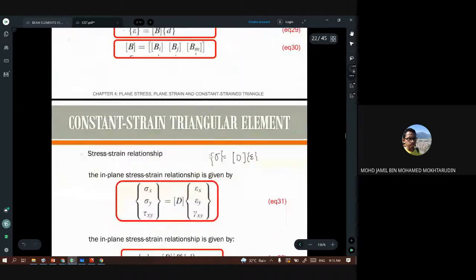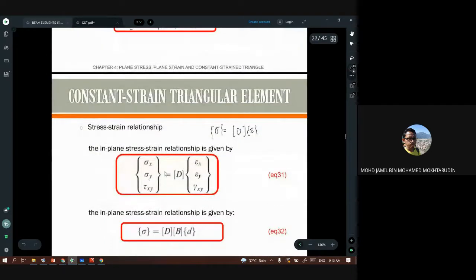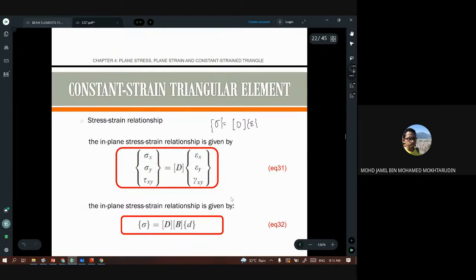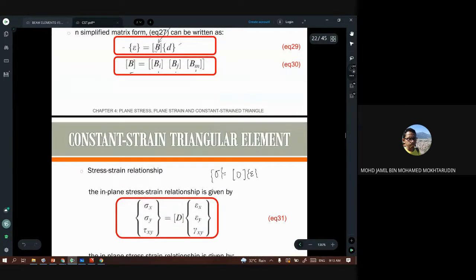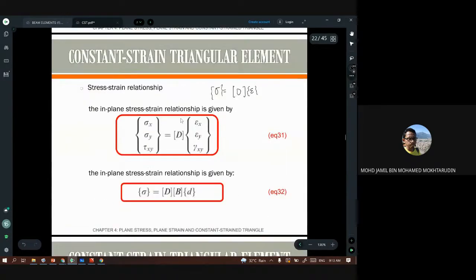So after you obtain a strain, you can calculate the stress using the stress-strain relationship. Or you can calculate stress from the displacement using this formula, D B times the displacement. So again, it comes from this formula.